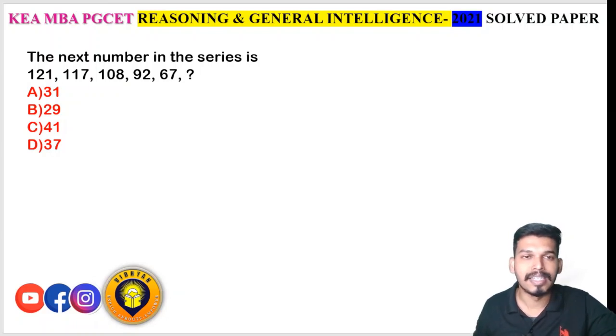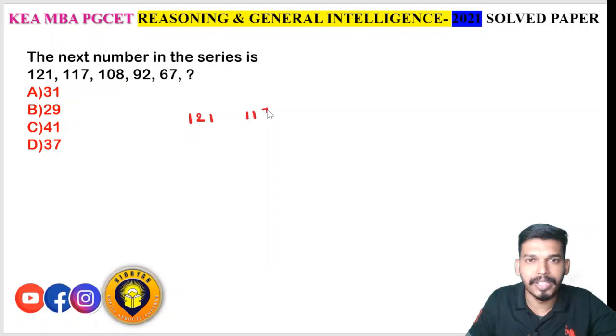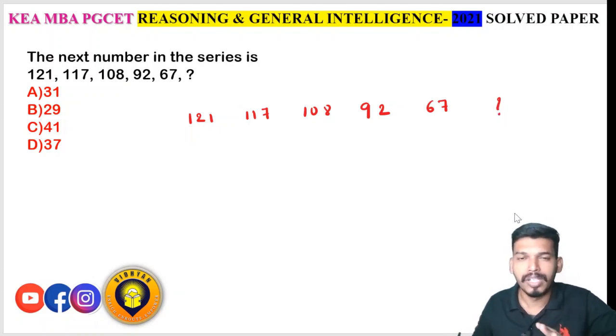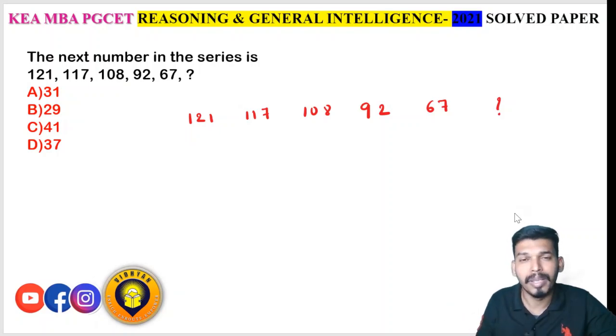The next number in the series is, so you have to find which is the next number coming in the series. The numbers given here are 121, 117, 108, 92, 67 and question mark. Now what you have to do, you observe the numbers. The numbers are very close to each other. When numbers are looking very close, immediately take the differences between the numbers.